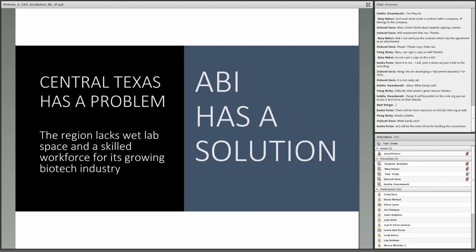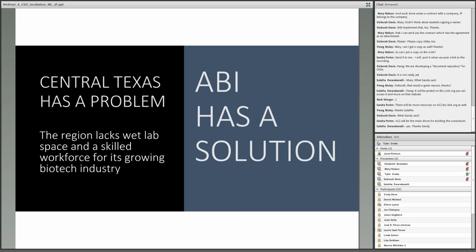So, why are we doing this here at ACC? Central Texas has traditionally had a shortage of wet lab space for young companies, and also lacked a skilled workforce for its growing biotech industry. What was happening is a lot of small companies would spin out of a university and then flee to one of the coasts, either Boston area or California, to find wet lab space to actually launch their products and ideas.